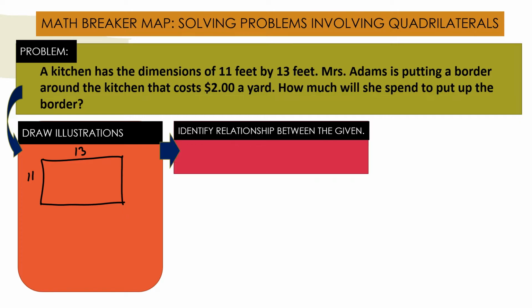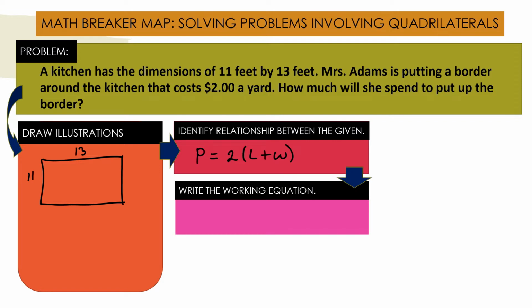So what relationship exists between the given? In this case, we need to get the perimeter. And perimeter is the distance around the given polygon. So P is equal to twice of L, which is the length of the given rectangle, plus the width. Write the working equation. Since we have the perimeter, P is equal to 2 times L plus the width. We also need to get the cost in dollars. That will be equal to the perimeter times $2.